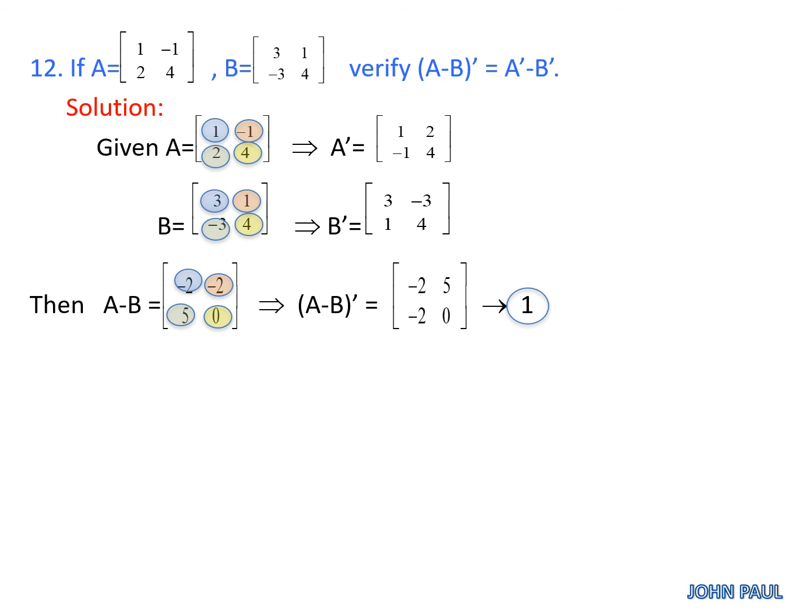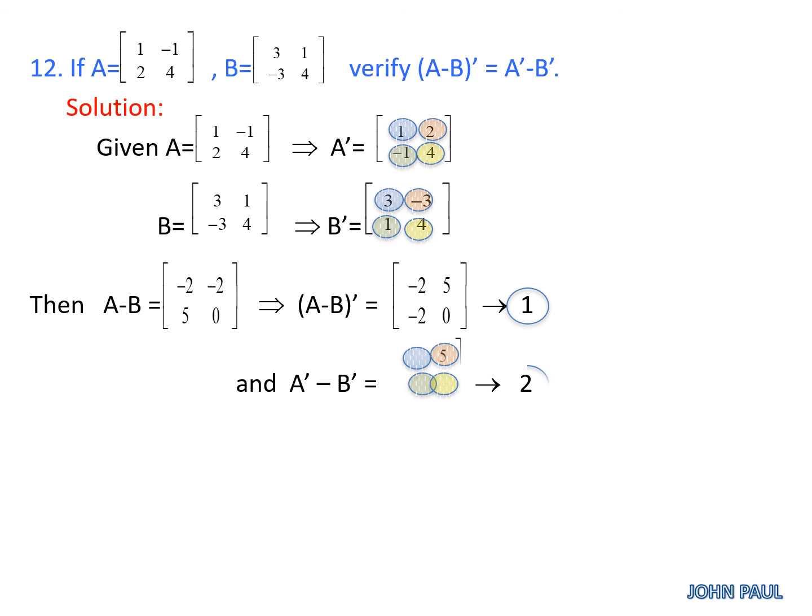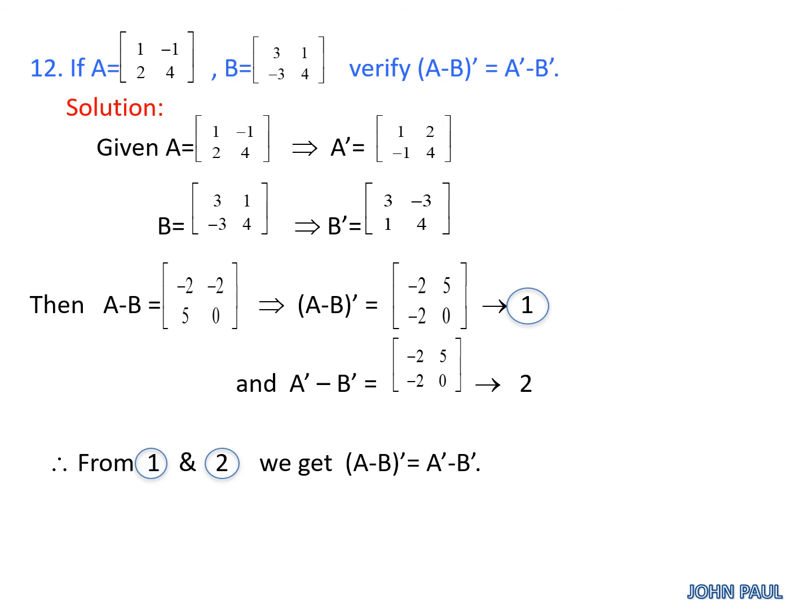Then we can find (A minus B) transpose. Name it as equation 1. And B transpose minus A transpose equal to, subtract this, A transpose minus B transpose, keep it as equation 2. From equation 1 and 2, we get (A minus B) transpose equal to A transpose minus B transpose. By verification, we have proved this.